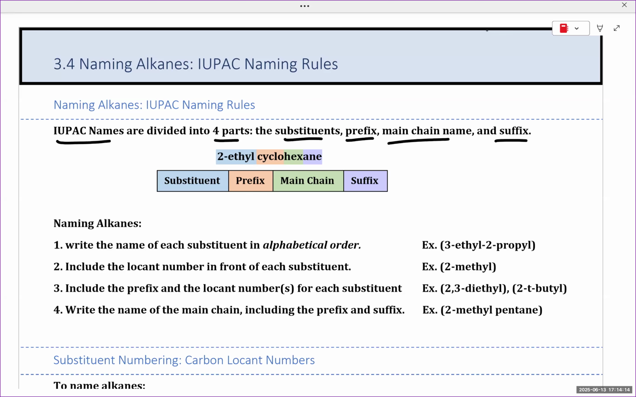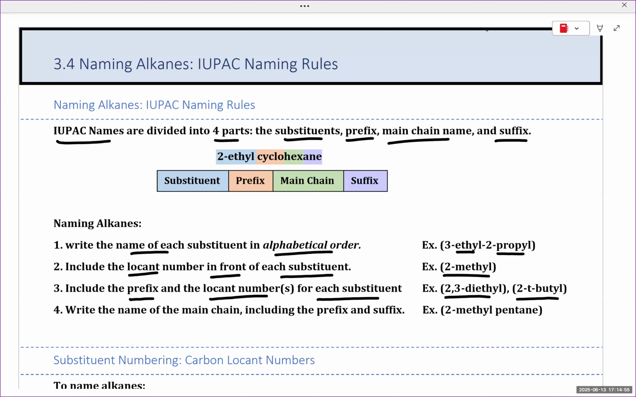Now, when naming alkanes, you're going to follow the following systematic approach. First, you write the name of each substituent in alphabetical order. For example, ethyl goes before propyl alphabetically. You're going to include the locant number in front of each substituent. For example, 2-methyl. You're also going to include the prefix and locant numbers for each substituent. So for example, if you have multiple of a given substituent that requires a prefix, you'd include the prefix, such as 2,3-diethyl and 2-tert-butyl.